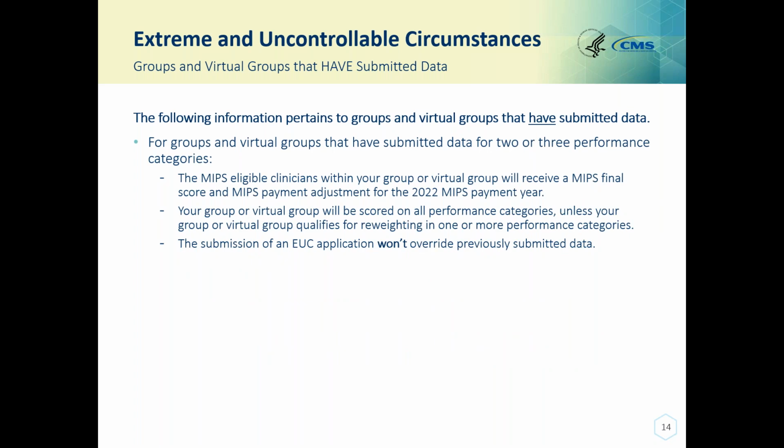For groups and virtual groups that have submitted data for 2 or 3 performance categories, your MIPS eligible clinicians will be scored on all performance categories unless your group or virtual group qualifies for reweighting in 1 or more performance categories. The MIPS eligible clinicians within your group or virtual group will receive a MIPS final score and a MIPS payment adjustment for the 2022 MIPS payment year. We want to note that for groups and virtual groups that have submitted data for 2 or 3 performance categories, the submission of an Extreme and Uncontrollable Circumstances application will not override any previously submitted data.